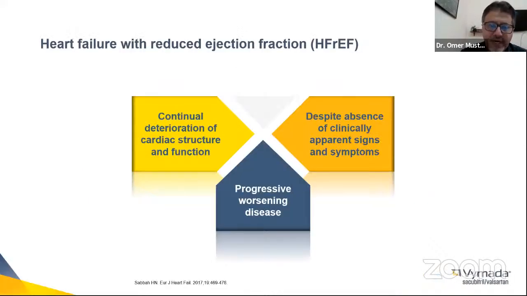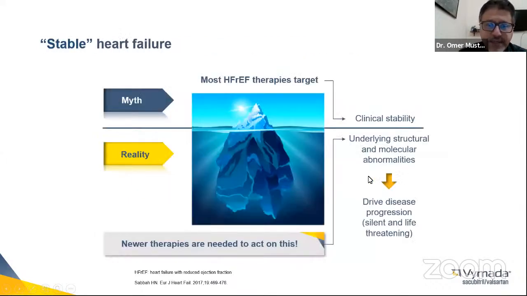So basically, when I talk about heart failure, I'm talking about HFrEF, which is heart failure with reduced ejection fraction. And there's a term heart failure with preserved ejection fraction. So what happens? Basically, there's continuous deterioration of cardiac structure and function with progressive worsening of the disease, despite absence of clinically apparent signs and symptoms. So we are just seeing the tip of the iceberg.